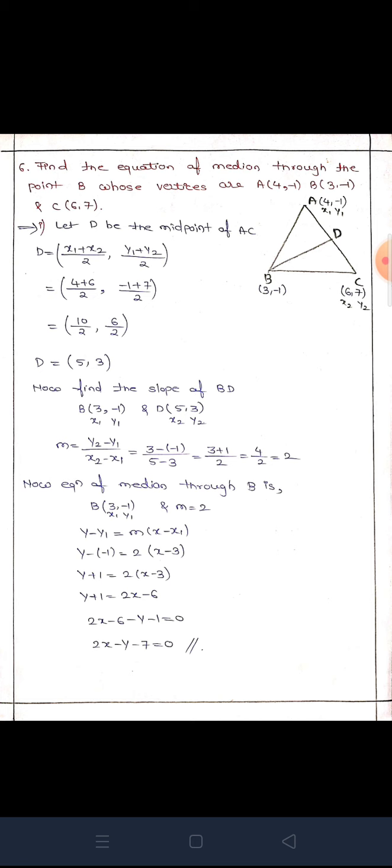This completes your chapter. While finding the equation of a median, what you have to do? First draw the triangle, note the points A, B, C and then check from which point you have to find the median. If A is given, draw one line from A to BC. Then find the midpoint, that is D. Then the slope of AD. Then find the equation of the median. Hence, this completes your chapter.